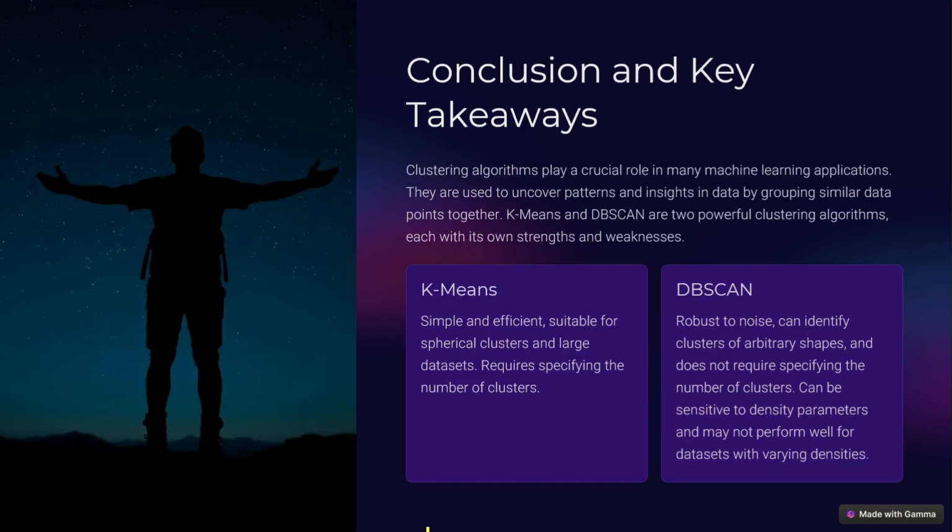To wrap up, clustering algorithms are key in machine learning to group similar data points together. K-means is simple, fast, and works best with evenly spaced or shaped data, while DBSCAN is flexible in finding clusters of all shapes and handles noisy data very well. Both have their strengths, so choose the one that fits your data best.